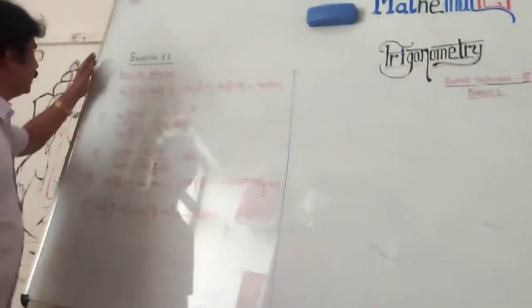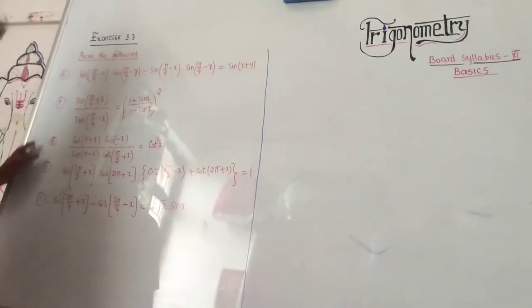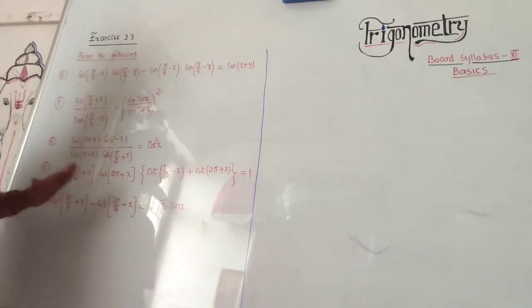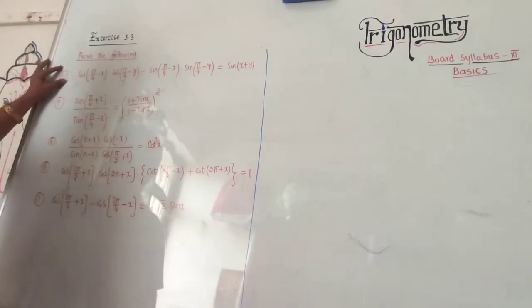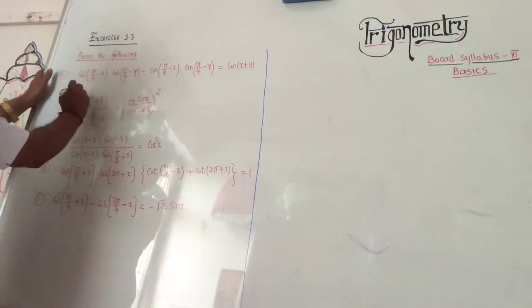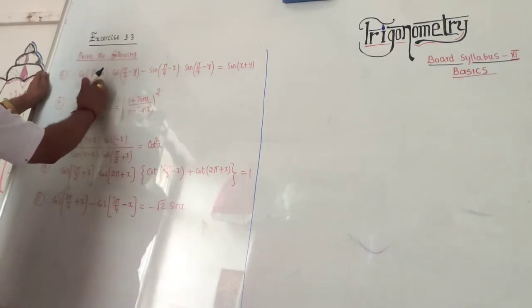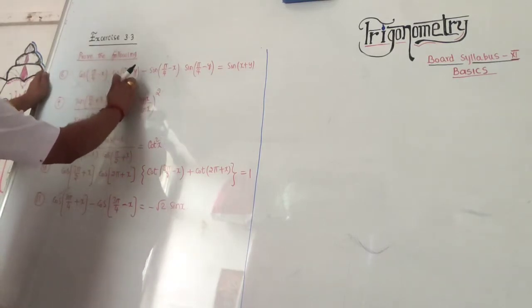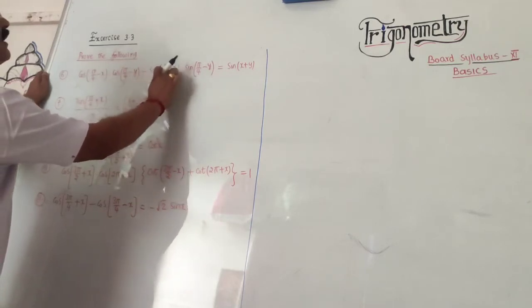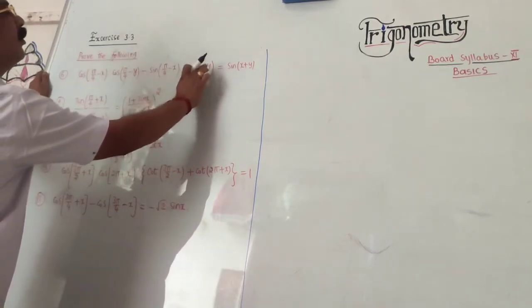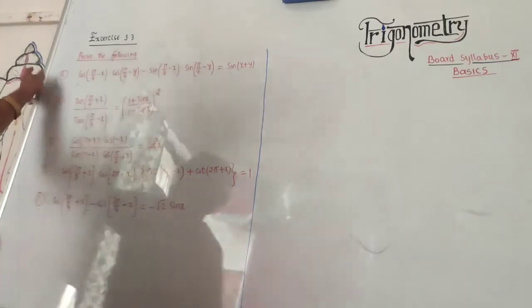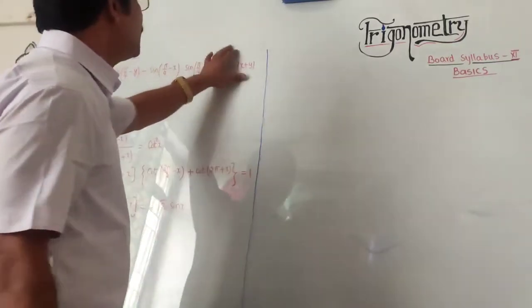Prove the following 6th, 7th, 8th, 9th, 11th questions. Understand? Okay, first question number 6. Show that cos(pi/4 - x) cos(pi/4 - y) - sin(pi/4 - x) sin(pi/4 - y) = sin(x + y). So this is LHS or RHS.